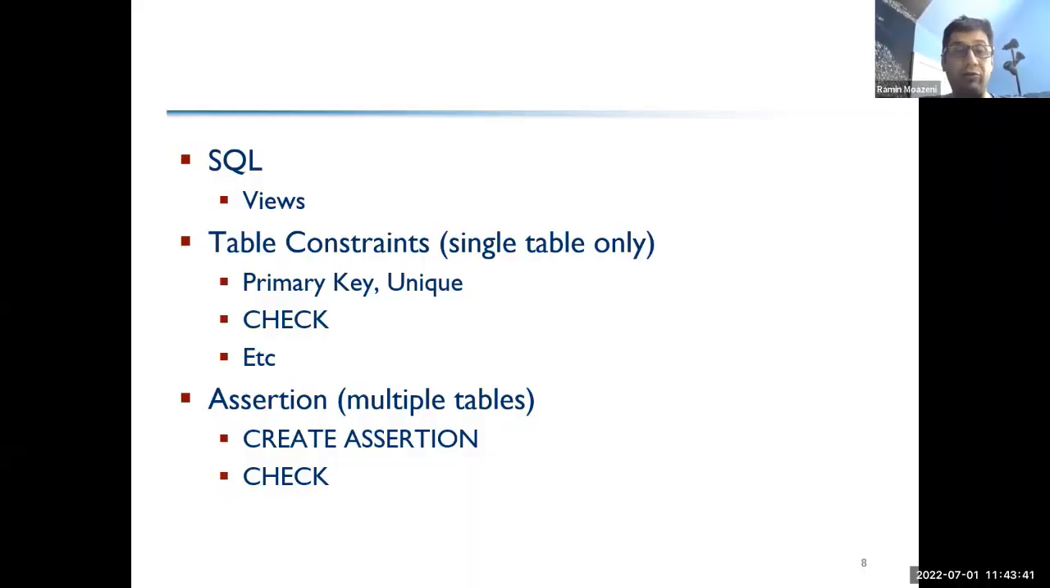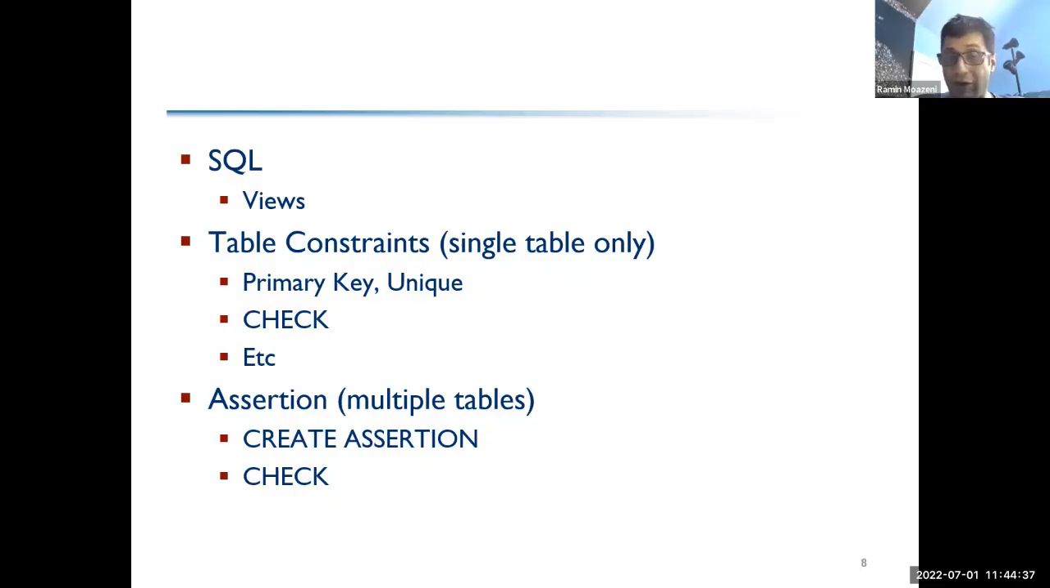With assertions, someone may ask, can I use an assertion with only one table? What do you guys think? If your constraint involves only a single table, would you use a table constraint or an assertion? Assertion certainly is doable, but would I use an assertion for a single-table constraint? That could be an exam question. Any thoughts? Doable, yes. But is it efficient? Nobody? We had talked about it, so you should know the answer.